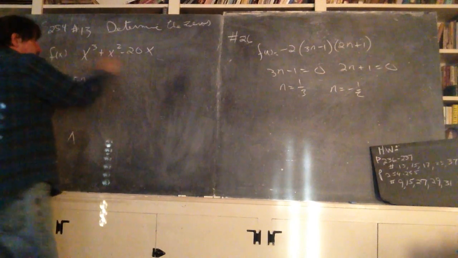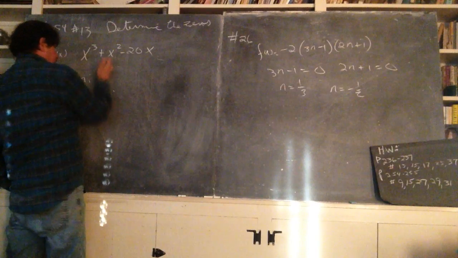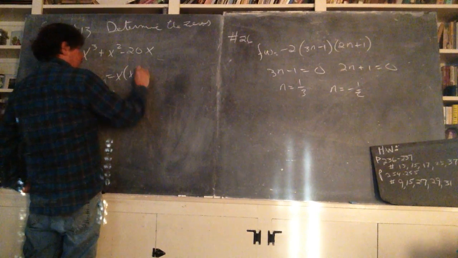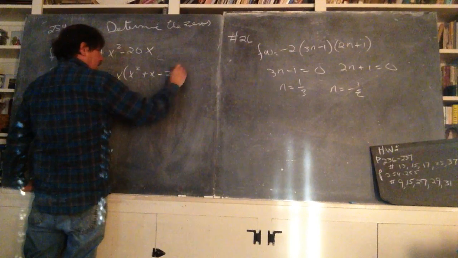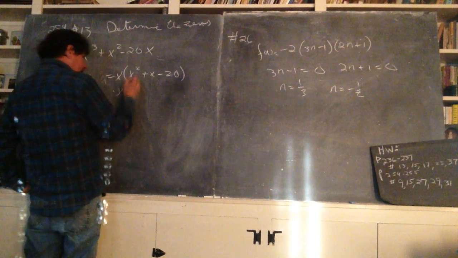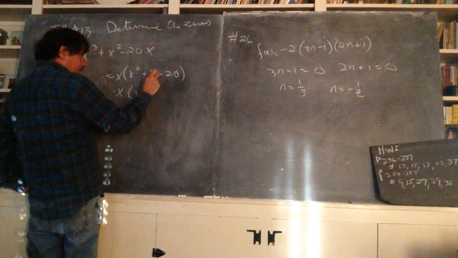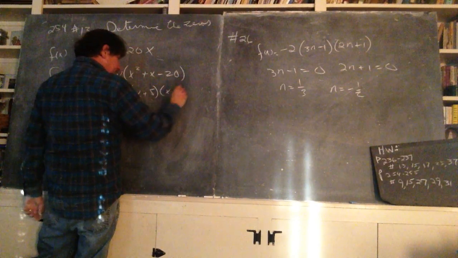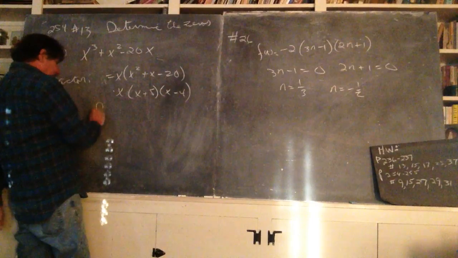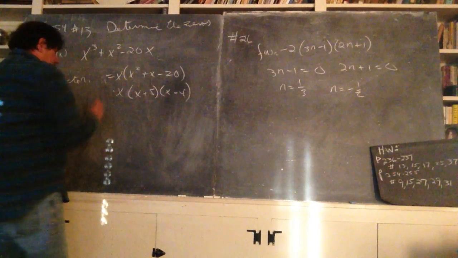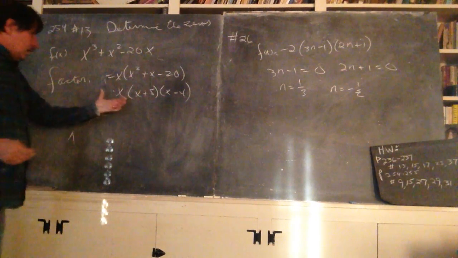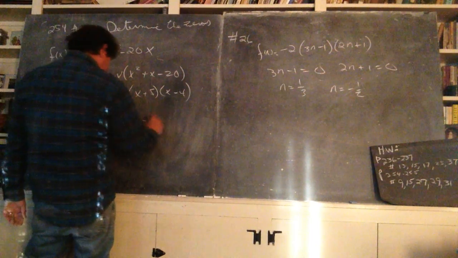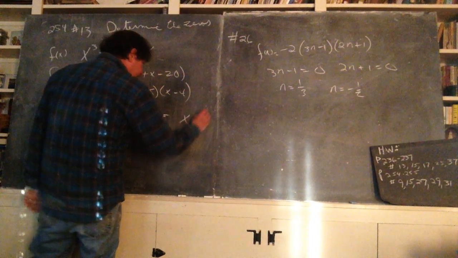So much of the strategies involved in this whole chapter is factor. Anyway, I'm taking an x out, rather. x squared plus x minus 20, and then I'm factoring that. x times (x + 5)(x - 4). That's what f of x equals. So the solutions are x equals 0, x equals negative 5, and x equals 4.